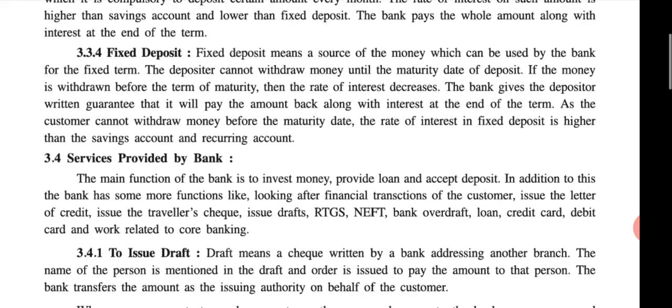Then fixed deposit means a source of money which can be used by the bank for a fixed term. Like we deposit for 4 to 5 years in a bank, and the bank uses that deposit for some investment purpose, that is fixed deposit. The depositor cannot withdraw money until the maturity date of the deposit. Like if I deposit some money for 4 years, before the completion of 4 years, I cannot withdraw. If the money is withdrawn before the time of maturity, then the rate of interest decreases.